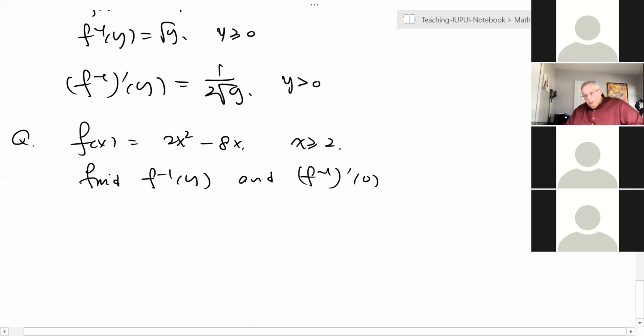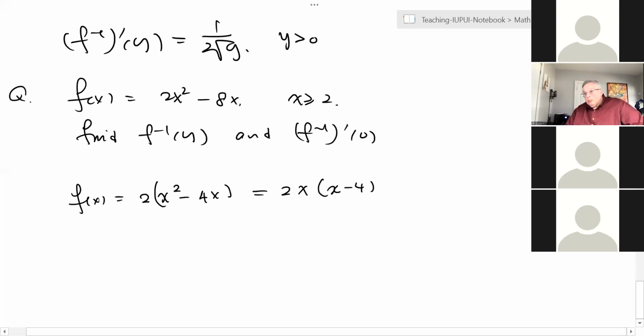All right, so let's understand this function. It's 2, take 2 out, right? 2x squared minus 4x. It also can be written as 2x(x minus 4). Right.